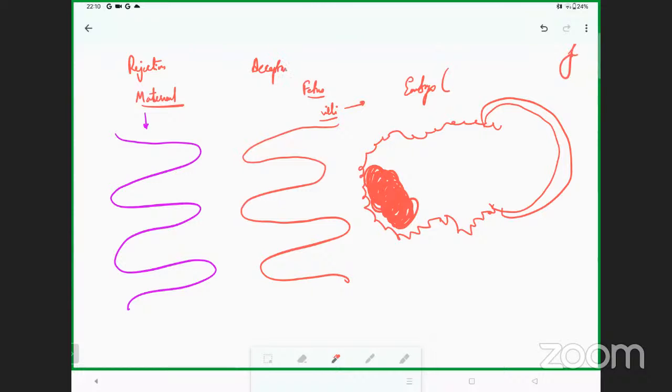Because this embryo is formed with 50% contribution from the male partner, it is called semi-allogenic. It is a semi-allogenic graft. Why? Because 50% contribution is coming from the mother, and 50% is coming from here. So it is only semi-allogenic. The embryo itself gives rise to a lot of mechanisms by which it is going to be accepted. But the most important thing is that for the embryo to be accepted, it has to be a euploid embryo.